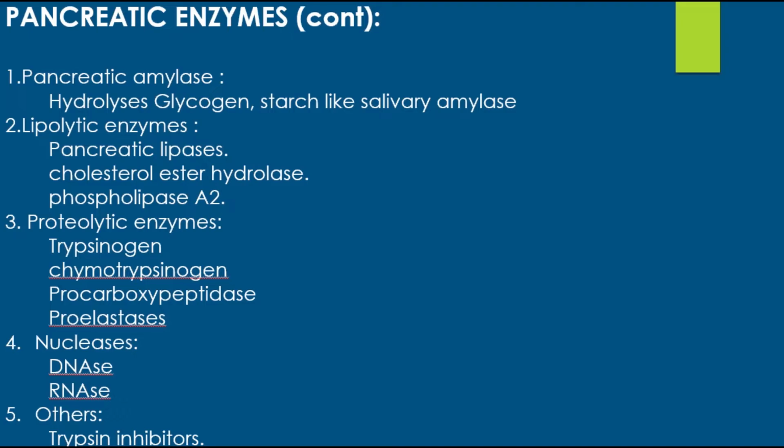Proteolytic enzymes include trypsinogen, chymotrypsinogen, procarboxypeptidases, and proelastases. All these enzymes convert protein into tri and dipeptides. Nucleases include DNases and RNases, and some other enzymes include trypsin inhibitors.